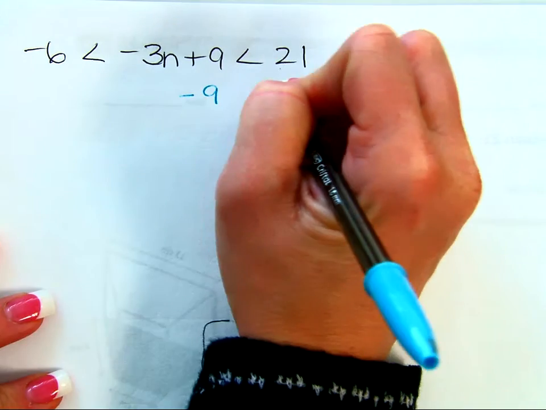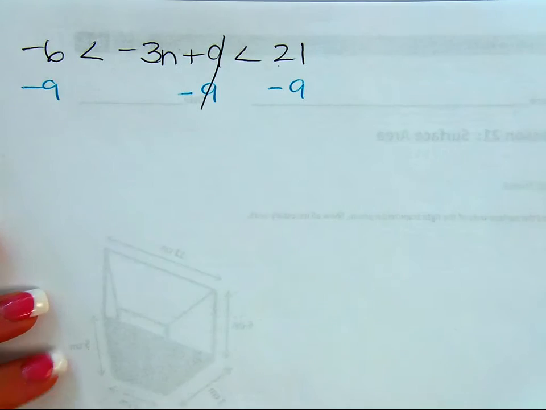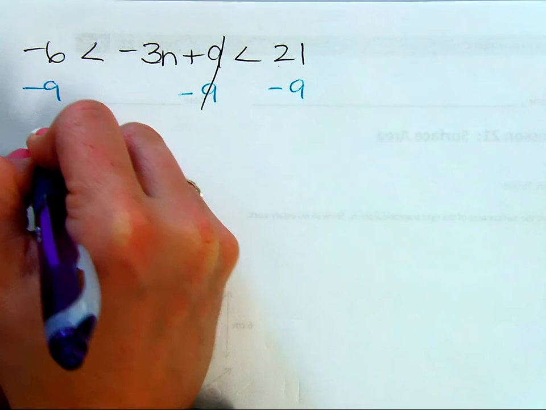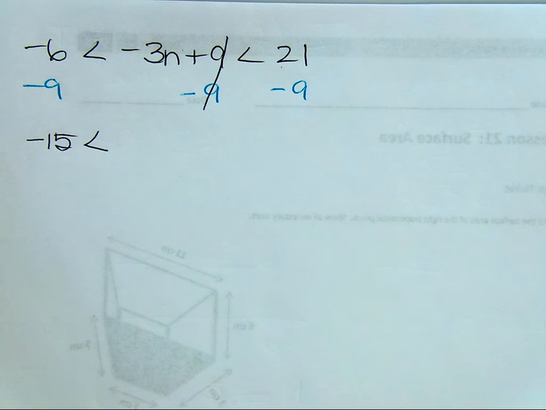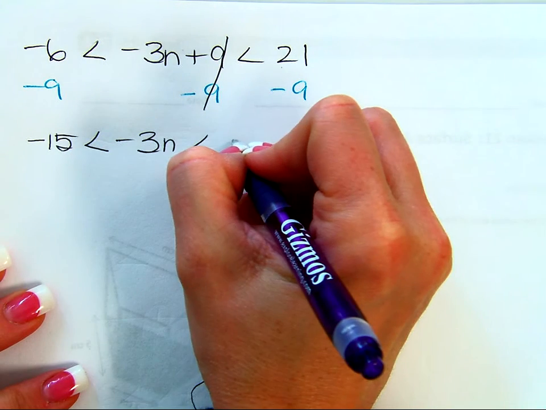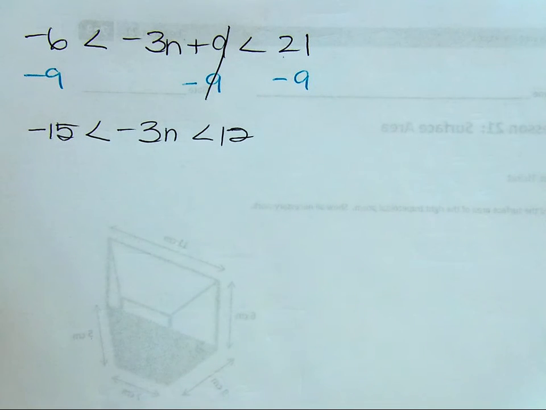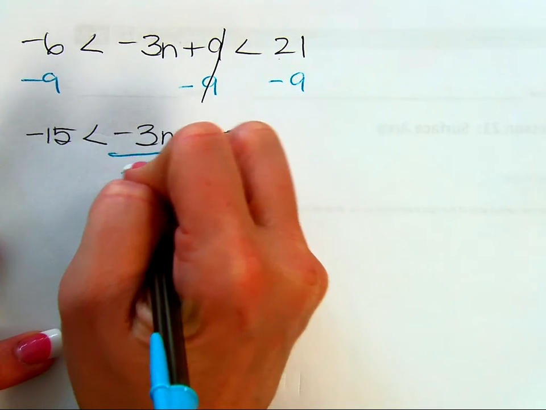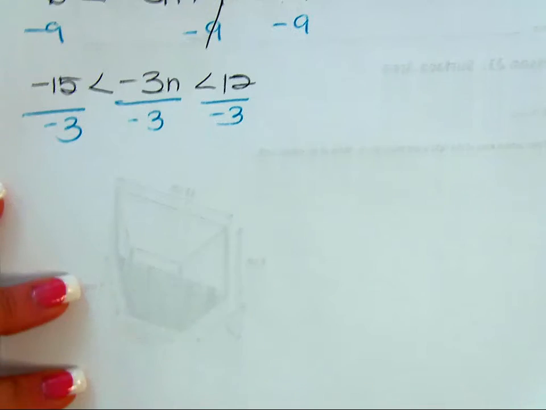Subtract 9, subtract 9, subtract 9. 3 times. There's 3 sides. Negative 6 plus negative 9 is negative 15. Now, did I divide by a negative or multiply by a negative? No. Don't flip them until you actually do it. Negative 3n is less than negative 12, or positive 12. Okay? Now, what am I about to do? Divide, not both sides, but all 3 sides by a negative number.